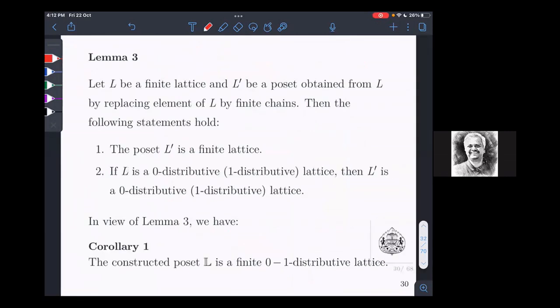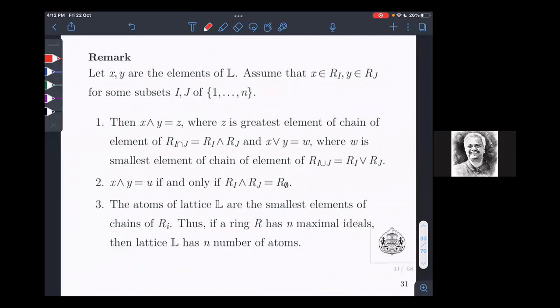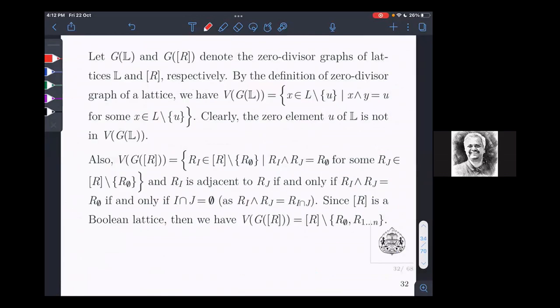Once it is there, this is the final result we are getting here. So if I want to summarize, R was given to me. From R, I constructed square R, that is Boolean. From square R, I constructed L, which is zero distributive and one distributive.